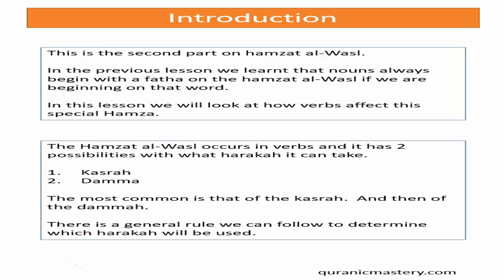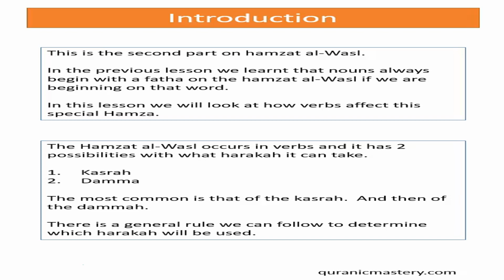The Hamzat al Wasl occurs in verbs and it has two possibilities for which haraka it can take. The first and most common possibility is that when we're beginning with this Hamza, meaning something is not being joined onto it, it can either begin with kasra, which is the most common, or the slightly less common one, the dhamma. There is a general rule which we can follow to determine which haraka will be used.